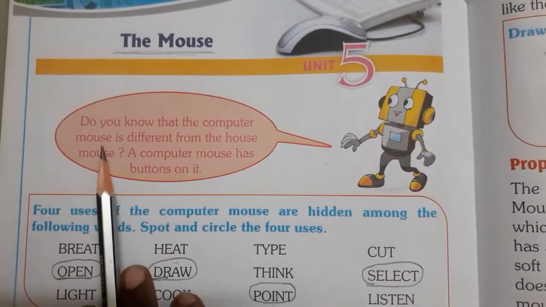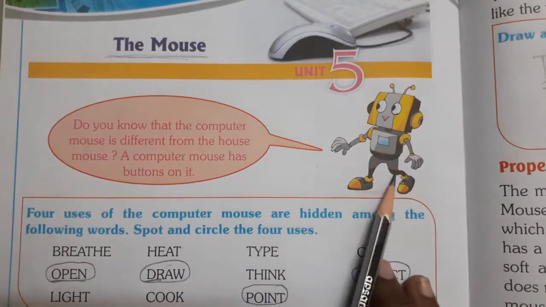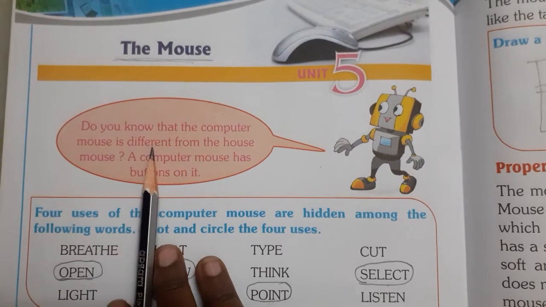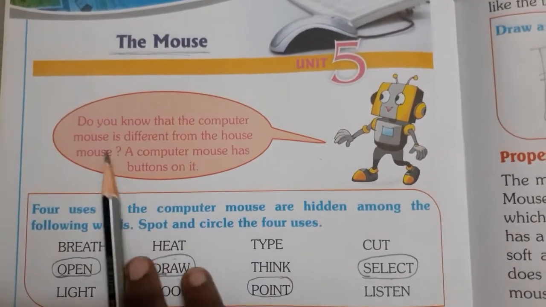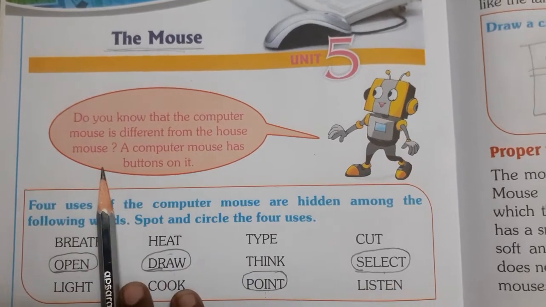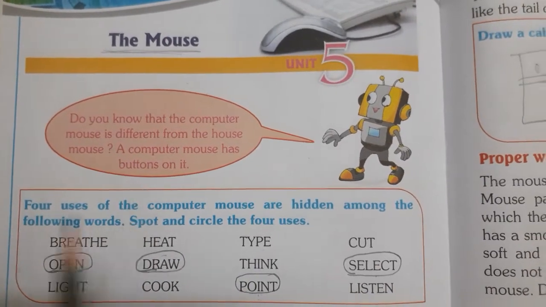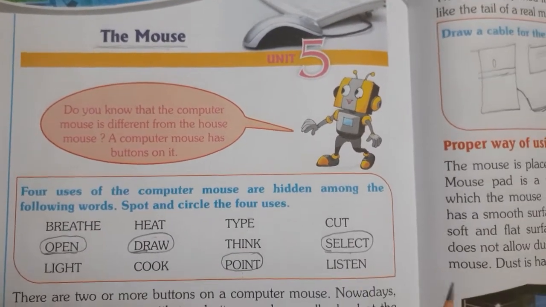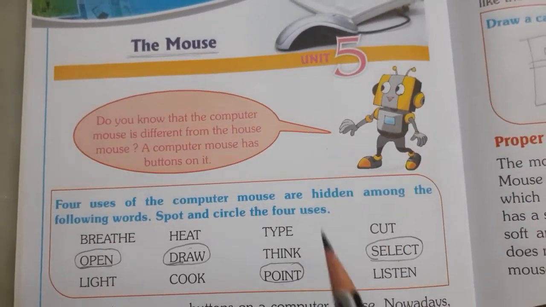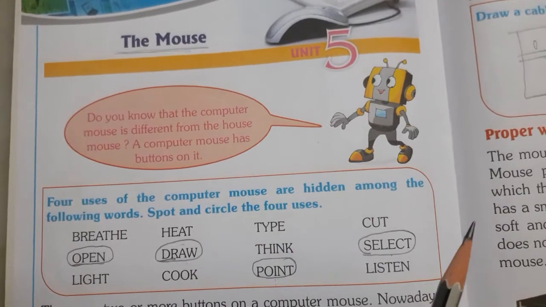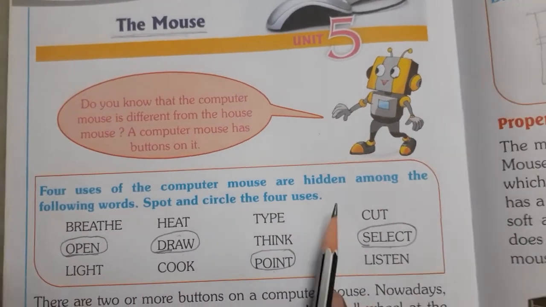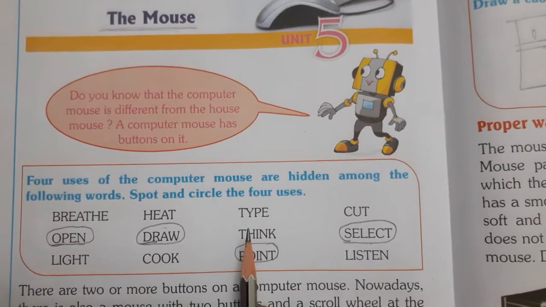Okay. All of you open your textbook, children, and see page number 32. Here one box is given, no? Fifth lesson, the mouse. Do you know that the computer mouse is different from the house mouse? A computer mouse has buttons on it. We have so many mice in our home, no? That is a different mouse, children. That is the house mouse. But the computer also has one mouse.